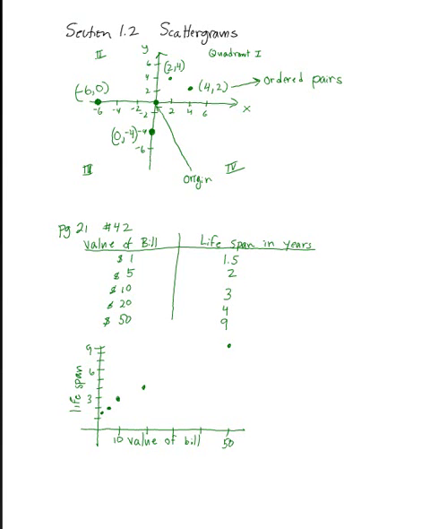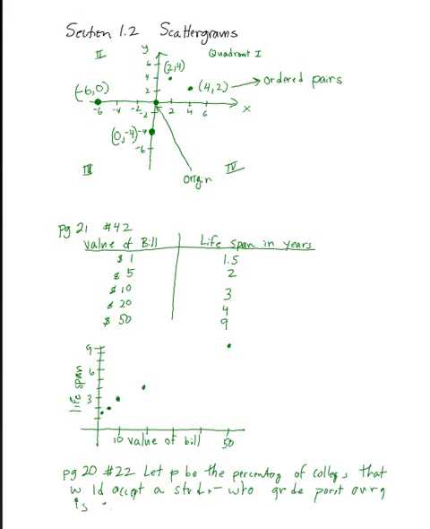I want to do a couple more quick problems out of the book here dealing with independent and dependent variables. So let's take a look at, I'm going back to page 20 here. How about number 22? All right, we have: let P be the percentage of colleges that would accept a student whose grade point average is G. And it asks, what's the independent variable and what's the dependent variable?